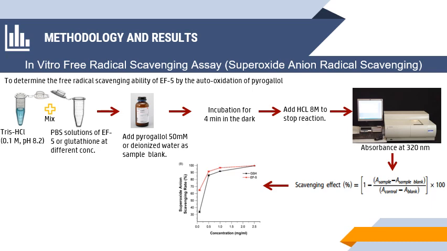And then the in vitro free radical scavenging assay for superoxide anion radical scavenging is to determine the free radical scavenging ability of EF-5 by the auto-oxidation of pyrogallol. It is measured by mixing PBS solution of EF-5 or glutathione at different concentrations and then adding pyrogallol 50 millimolar or deionized water as a sample blank. And then after incubation for 40 minutes, HCl 8 molar was added to stop the reaction, and then absorbance was measured at 320 nanometers. From the absorbance, we can calculate the scavenging effect percentage, and the superoxide anion scavenging rate was found.